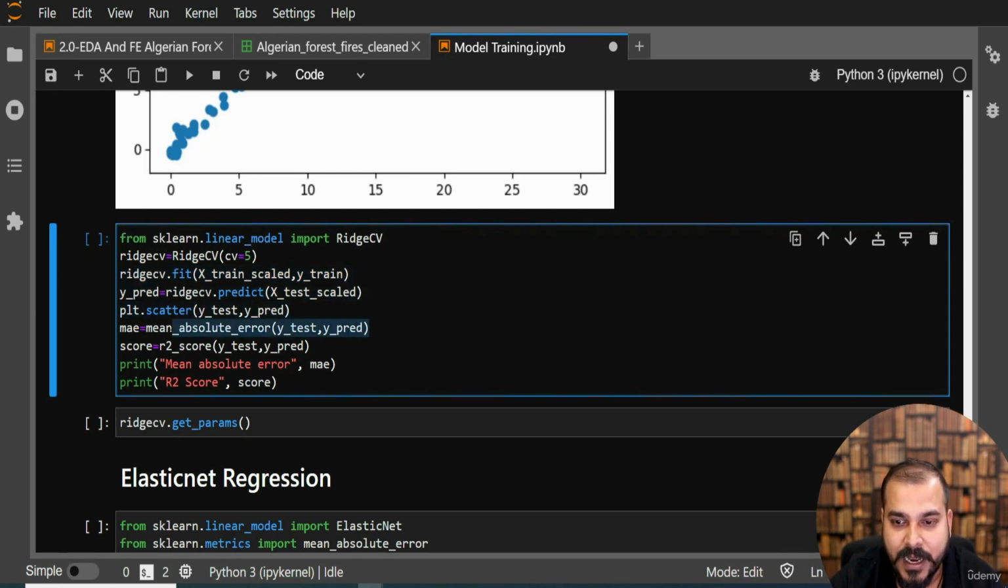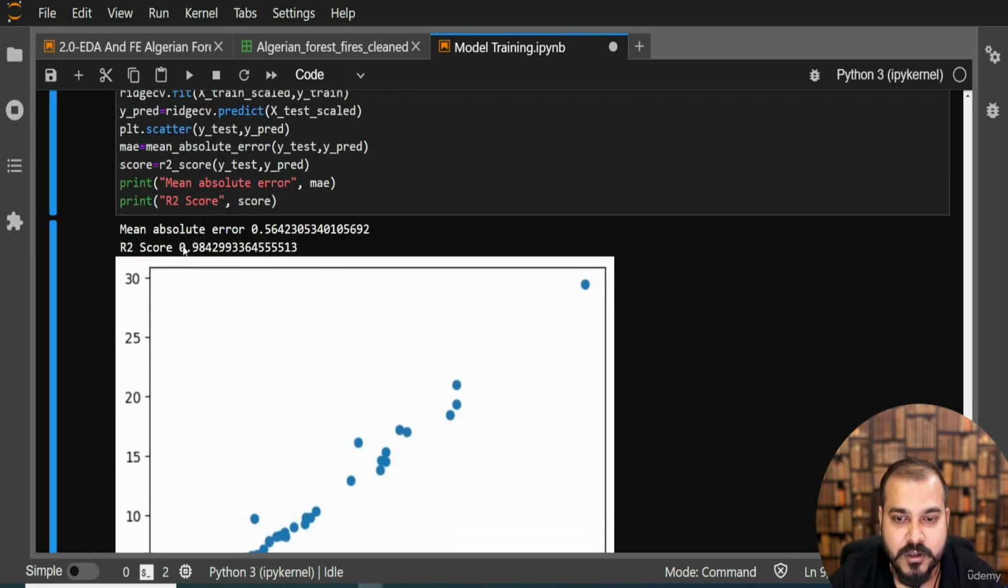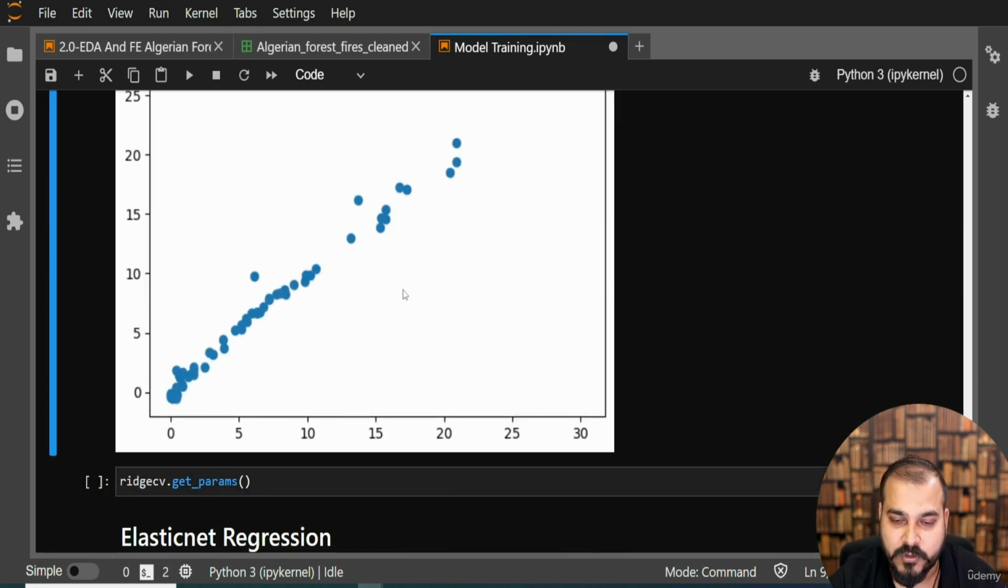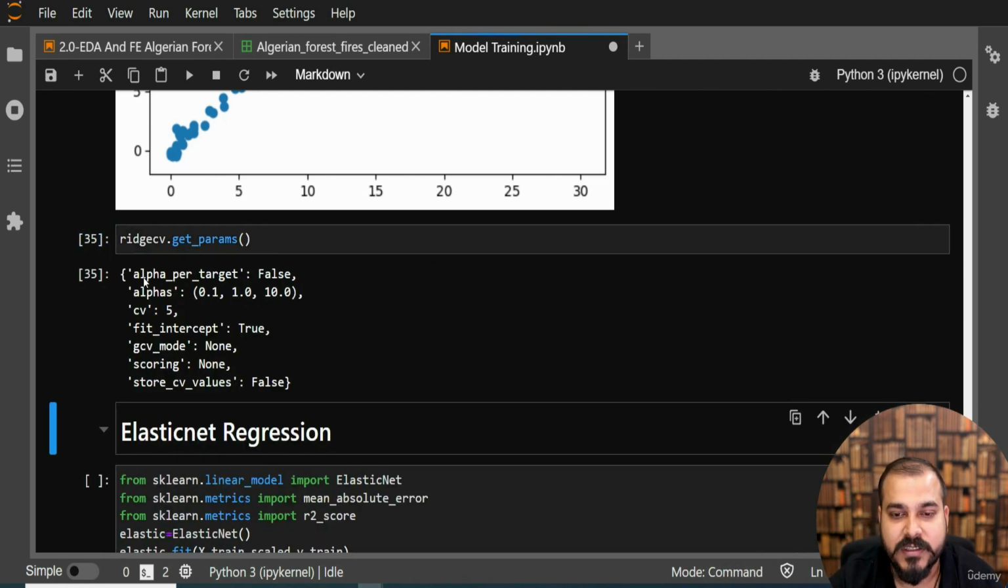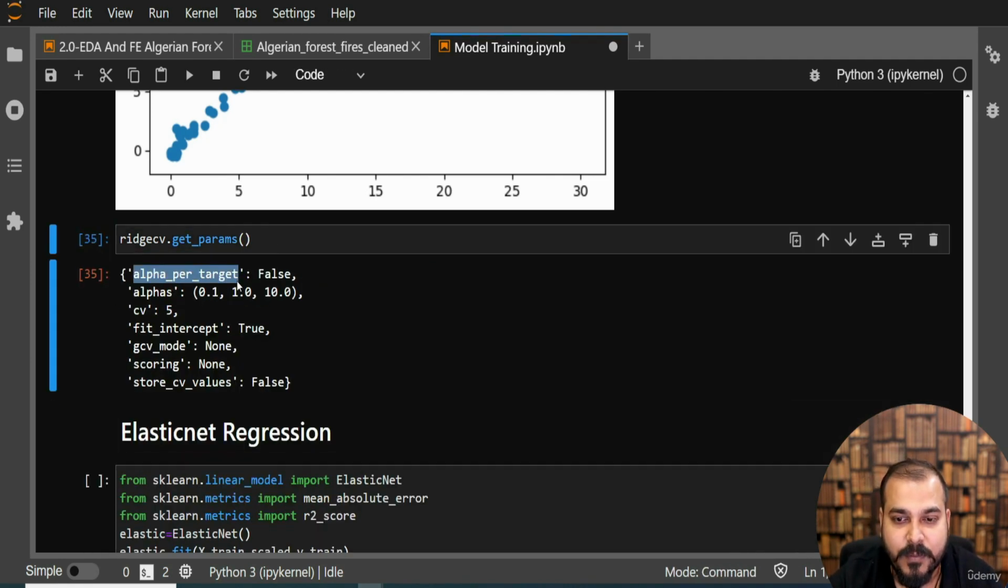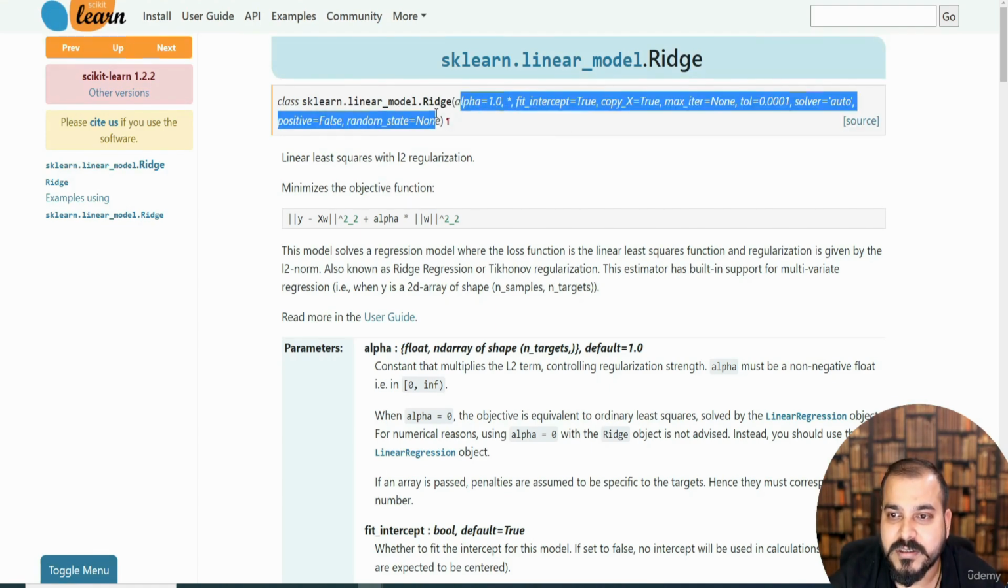Then we plotted it and calculated the mean absolute error and all. So here also I'm able to get 98% accuracy, with the mean absolute error being this much, and this is how the projection looks. Finally, if you go and see what parameters got selected, you can see alpha per target is false, the alpha value that got selected is this much, and the CV value is 5. These are all the values selected for that particular algorithm.